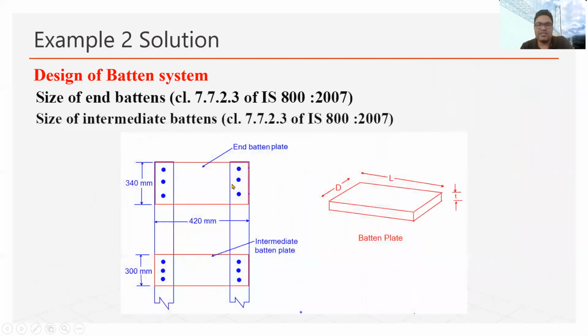So the size of the batten is calculated. In the diagram you can see this is how it will be shown. Both the battens have the same length but the depth is changing, and the thickness is also the same, which is 8 mm.